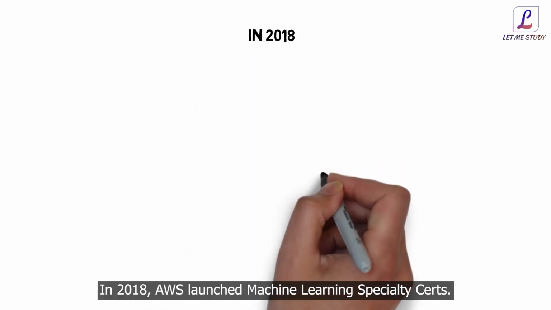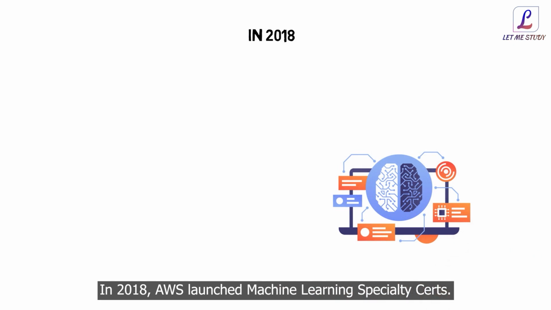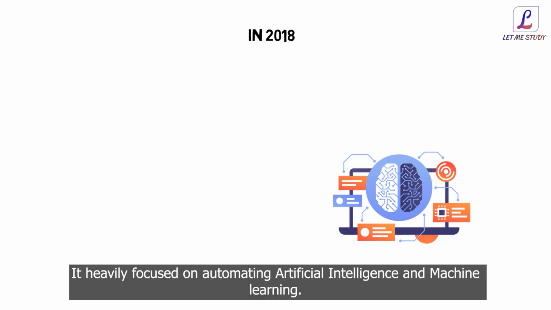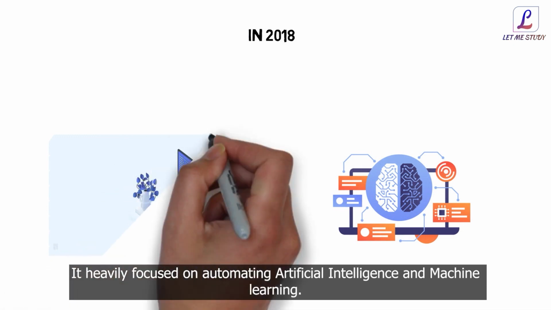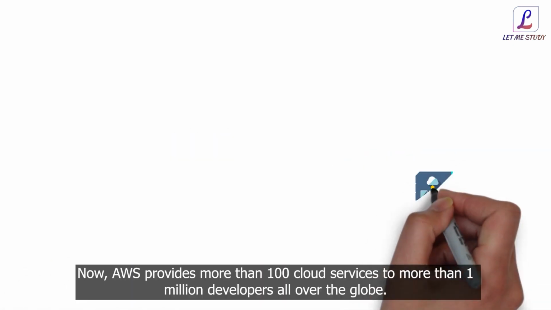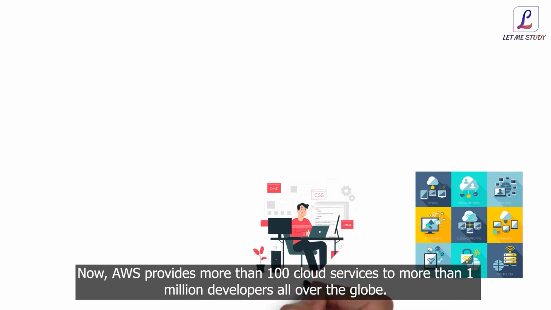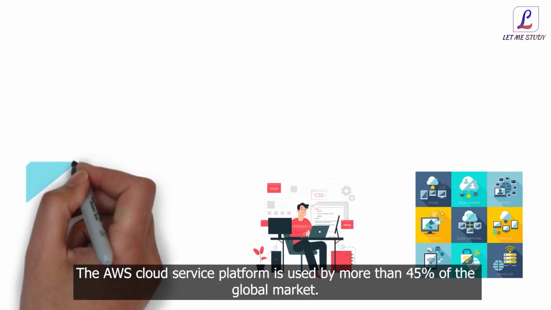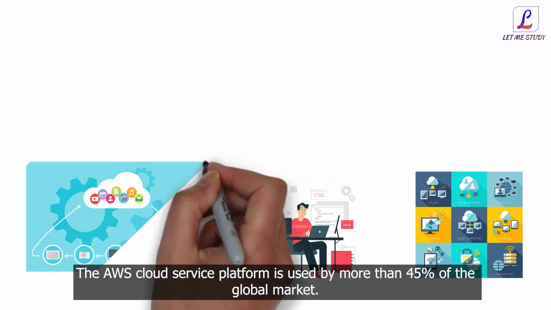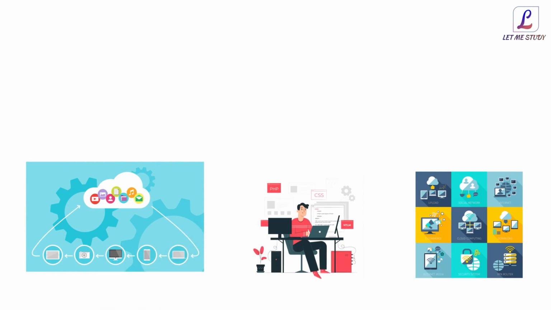2018. In 2018, AWS launched machine learning specialty certifications. It heavily focused on automating artificial intelligence and machine learning. Now AWS provides more than 100 cloud services to more than 1 million developers all over the globe. The AWS cloud service platform is used by more than 45% of the global market.